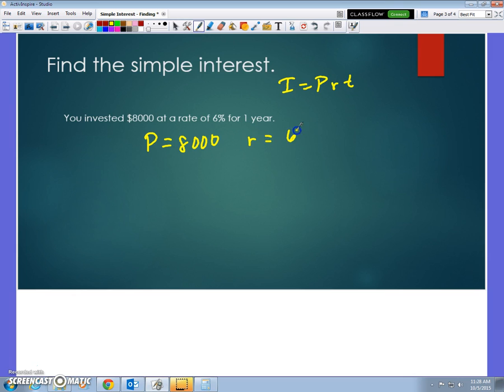My rate is 6%, but we're not going to use 6% as our rate. We're going to use 0.06, if we move that decimal 2 spots. And it's going to be in there for 1 year, so we're just going to use 1 for T.